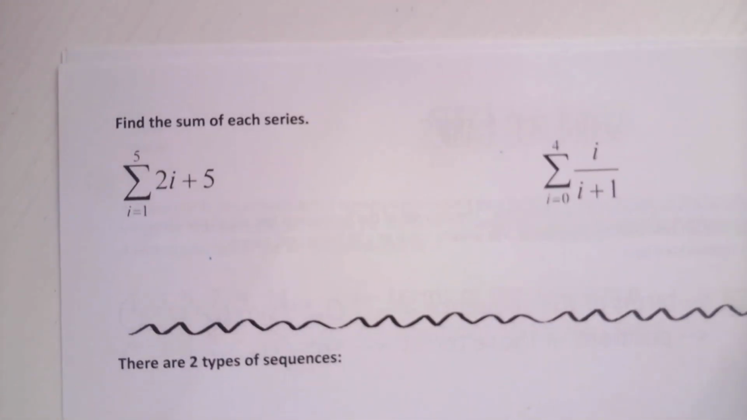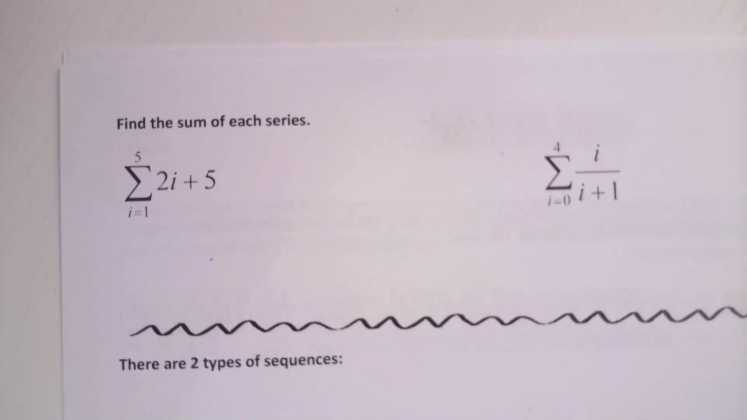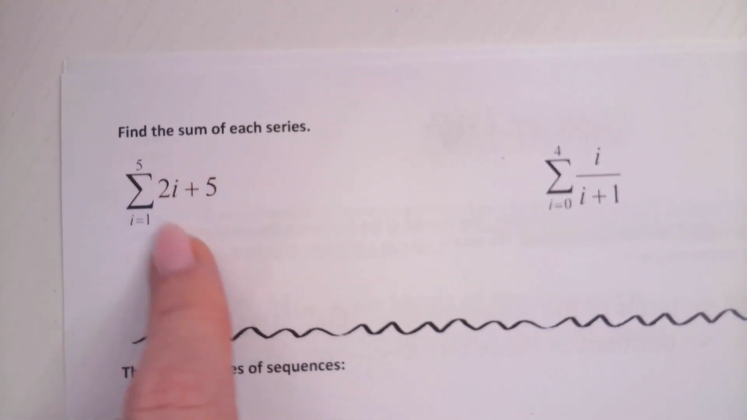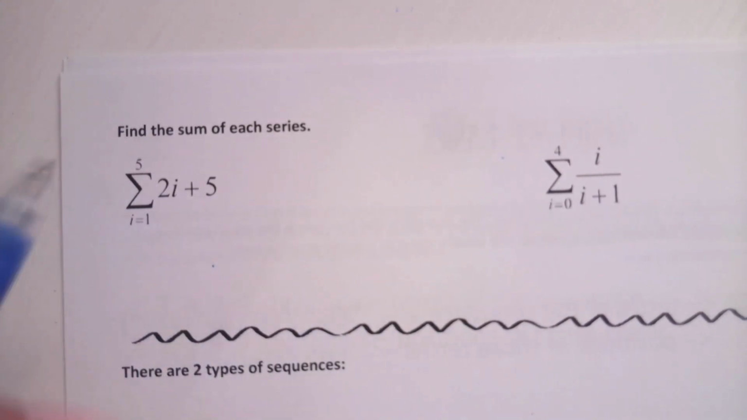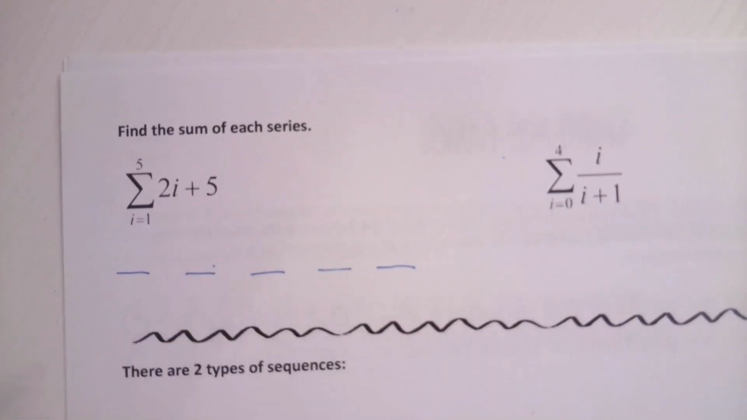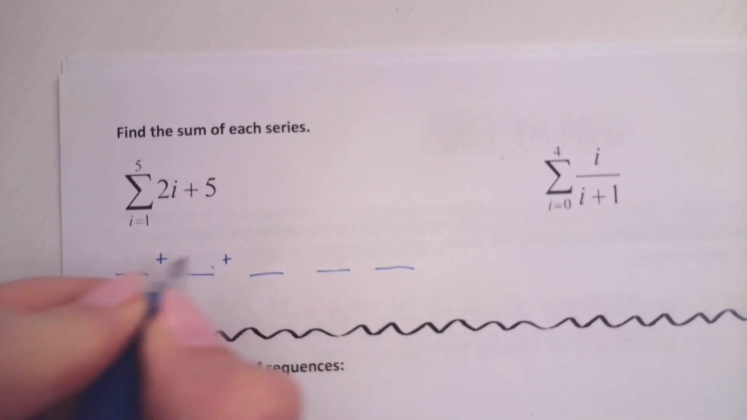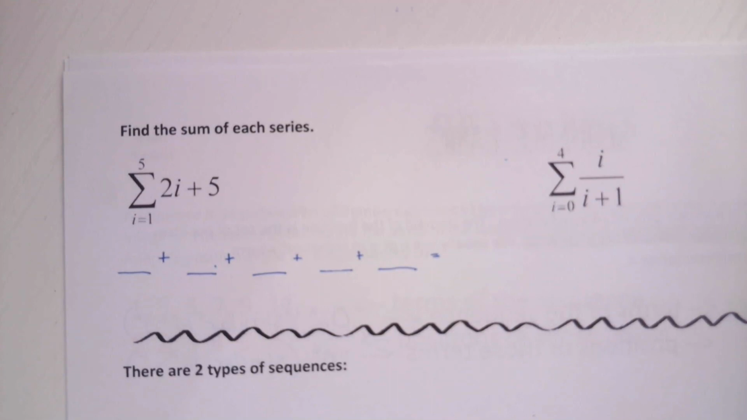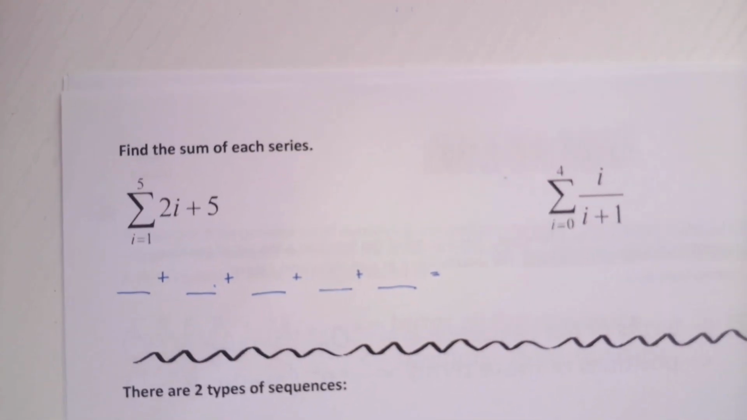We're going to try a couple of these. They're written in summation notation with the sigma, and we're asked to find the sum. This first one says I need to start with the first term of the sequence, and we're adding all the way up to the fifth term of the sequence that follows this rule, 2i plus 5. So I know I'm adding the first through the fifth term, so I'm going to write out five blanks. We're going to need to find their sum.